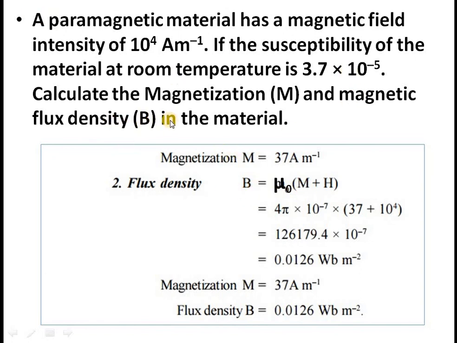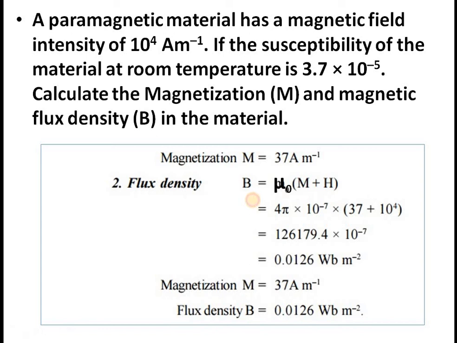Magnetic flux density in the material is given with a standard equation. Already we have derived it: B equals mu 0 times M plus H. Now we have in hand M as well as H. H is already given, so B can also be computed. Even though I did this problem here, you can copy it down in your notebook. It's a very useful problem, most likely to be asked in the examination.